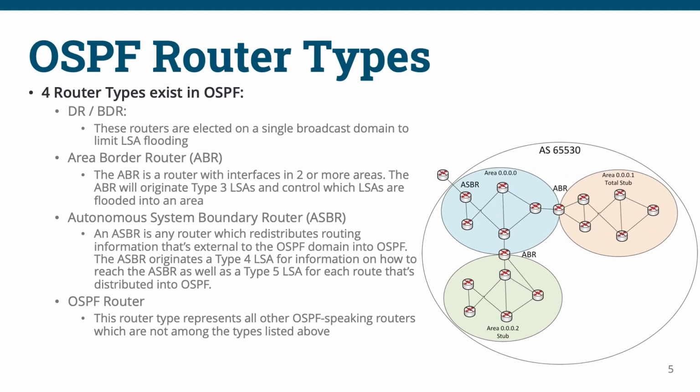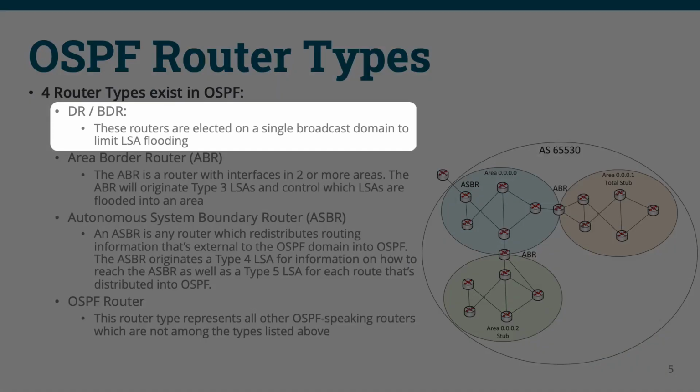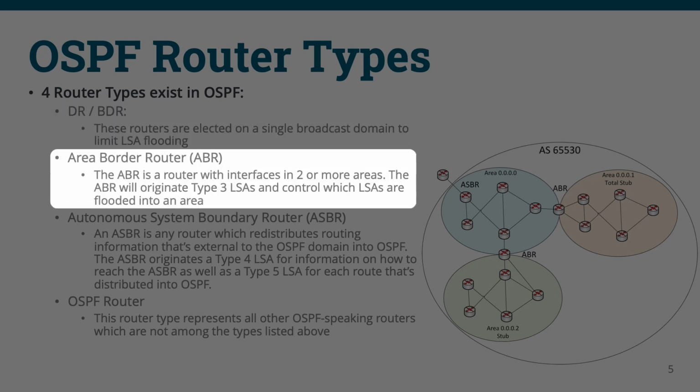There are 4 types of routers in OSPF, 3 of which we've already mentioned a bit or in detail. The DR and BDR are a type of router which represent a single broadcast domain. These are used in the effort to enhance the scaling of OSPF by limiting the unnecessary flooding of LSAs in an area. The next, which we've mentioned, is the ABR, or Area Border Router.